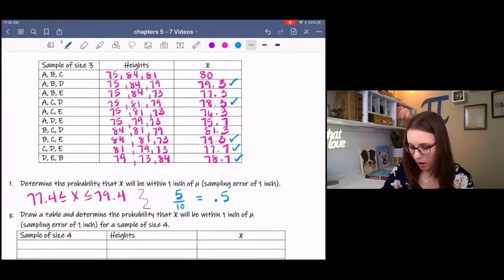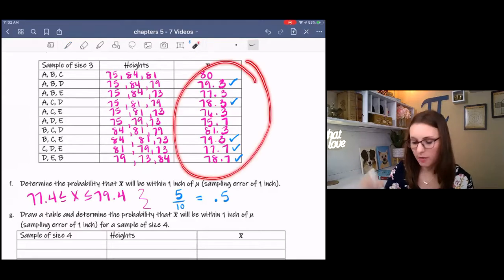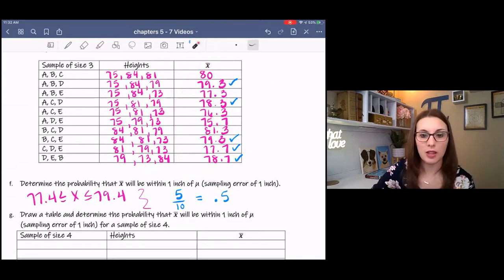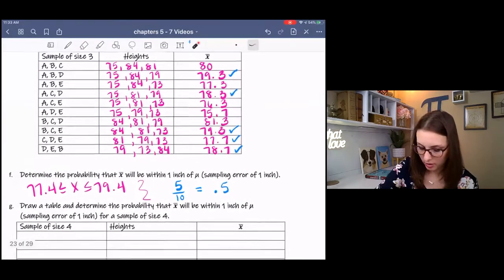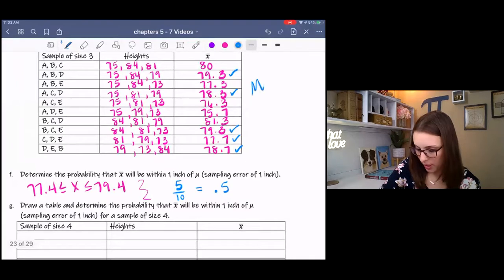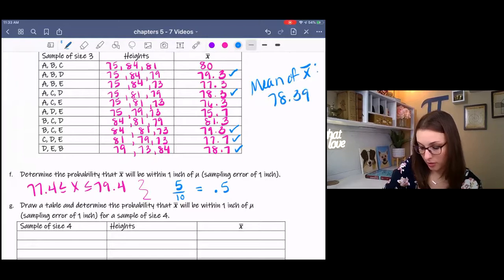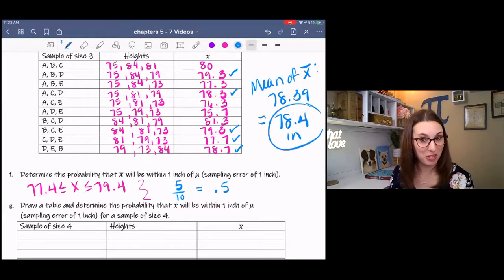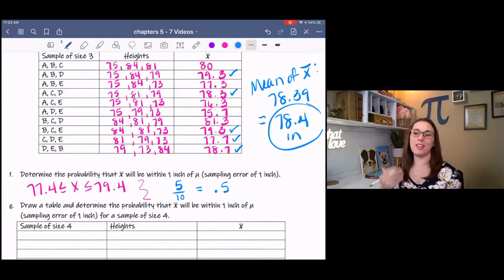Okay, now I want you to pause it and find the mean of the sample means, and then come back. I got the mean of X bar as 78.39, which I'm going to round to 78.4. Huh. That's pretty cool, right? I think that's pretty cool.